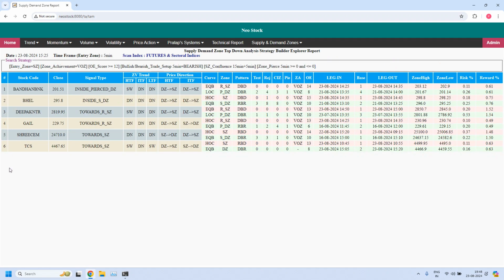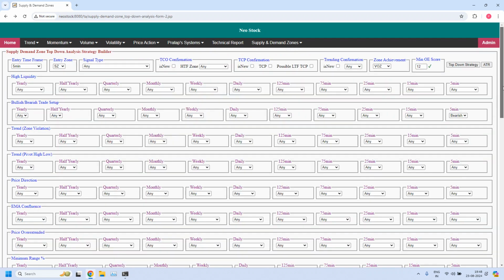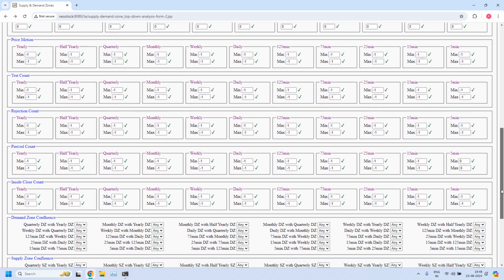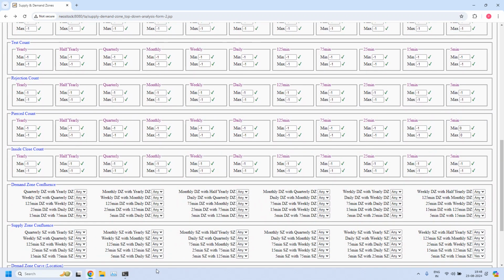Now let me verify whether we get 7 stocks or not. We got 6 stocks. Earlier from 7, 6 are filtered. They are based on the zone confluence. Without zone confluence, 5 minutes and 15, we got 7 stocks. Now 6 is filtered. Now let us add the HTF filter also for the 6 stocks. What is the HTF filter? 75-minute zone in supply zone confluence. Already 5 minutes and 15 minutes is enabled.